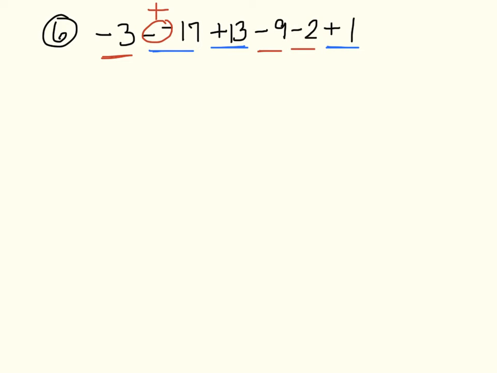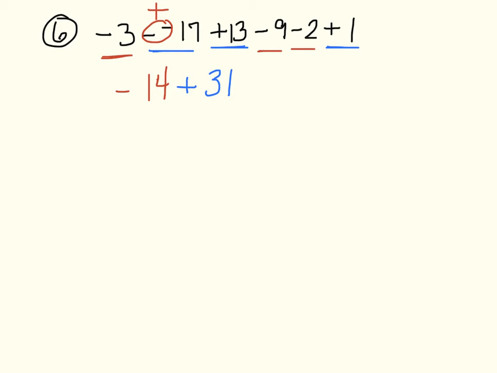So if you added together 3, 9, and 2, that's 14. Since they're all negative, you keep the sign. It'd be negative 14. Now we add the positives. 17 plus 13 plus 1. Well, 17 plus 13, that's 30, plus 1 is 31.